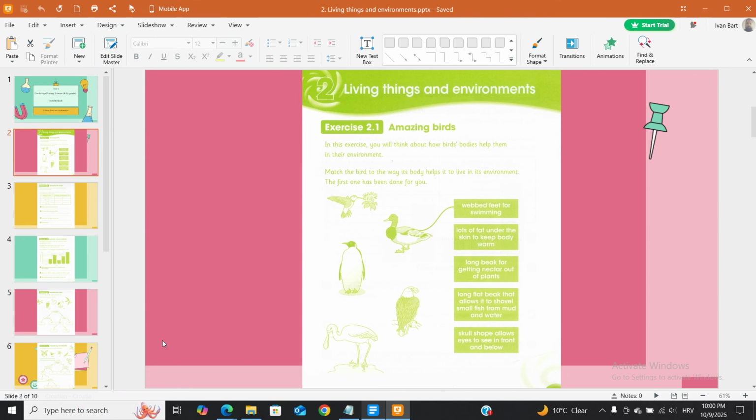Webbed feet for swimming. Lots of fat under the skin to keep the body warm. Long beak for getting nectar out of plants. Long flat beak that allows it to shovel small fish from mud and water. Skull shape allows eyes to see in front and below.